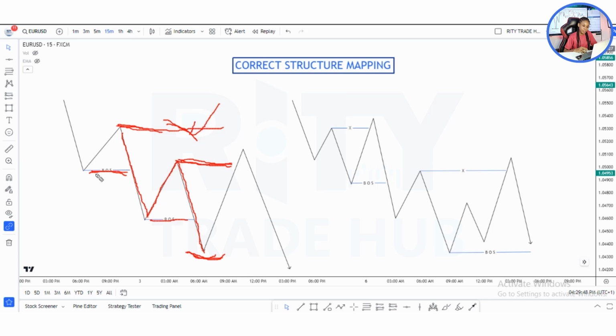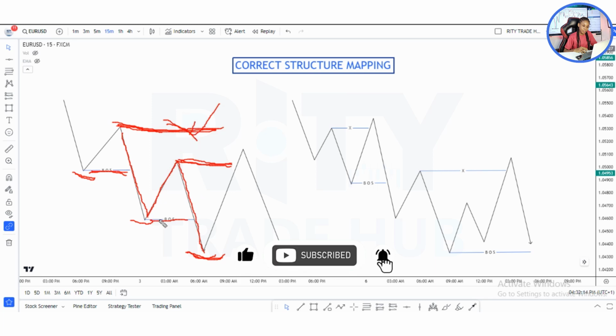Okay, now right here you can see that there is no inducement taken out at this zone. So we do not have a valid major structure low here. This is just a low of a downward trend. And then right here, we have another low of a downward trend. Inducement was not taken out. Like this, there is no inducement taken out.